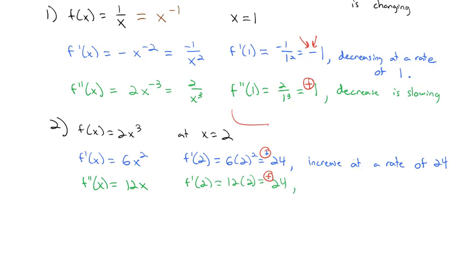That second derivative tells us that the increase is getting faster. Because they're both going the same direction, it's going to be getting faster. In other words, it is increasing, but that increase is going to become sharper and sharper, and a more dramatic increase over time.